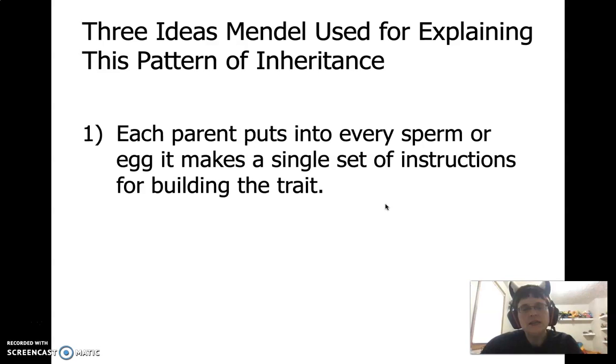One is that each parent is going to put into every sperm or egg, depending which one they're producing, a single set of instructions, aka a gene, for building that trait. This would be, for example, the flower color, so the directions to make the purple flowers or the white flowers. They get one set of directions in their sperm or egg for that trait.